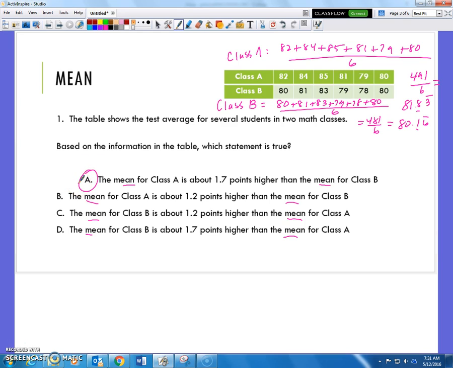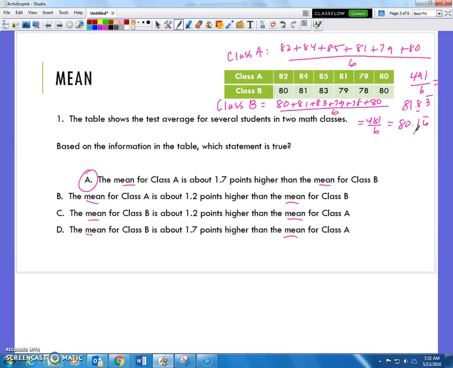It says the mean for class A is 1.2 higher than class B. No, that's not true. Class A had the higher mean, had the better average. And the mean for class B is 1.7. Nope, I'm going to say that it has to be A. 81.8 is 1.7 higher than 80.1.